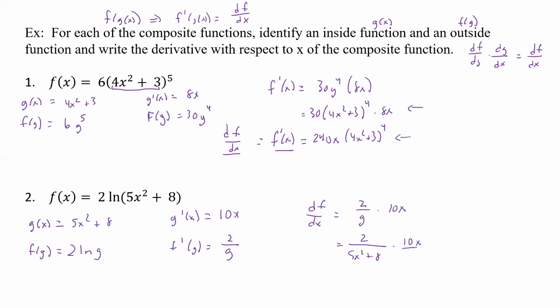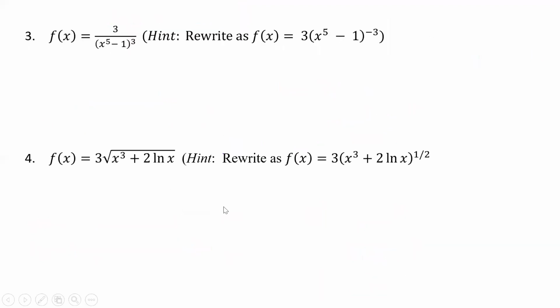Now remember, that's 10x over 1. So we can multiply the numerator and denominator and get df dx is equal to 20x over 5x squared plus 8. Okay, and that would then be our final derivative of the composite function. So they've already made the composite function. We're decomposing it into the two, inside and outside, taking those derivatives, multiplying them, and then that gives us the derivative of the composed function. All right, how about this one?